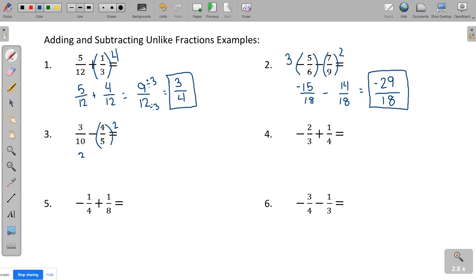We have our first fraction that stays the same. 4 times 2 is 8, and 5 times 2 is 10. So now we have common denominators. So now we can subtract. 3 minus 8 is negative 5. We have our denominator. Now we simplify. What goes into both 5 and 10? 5 does. So when we simplify, we get negative 1/2.